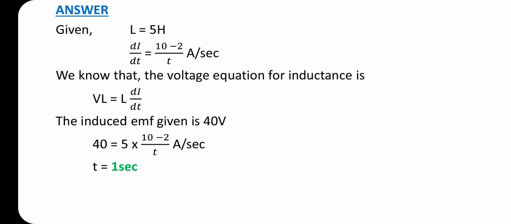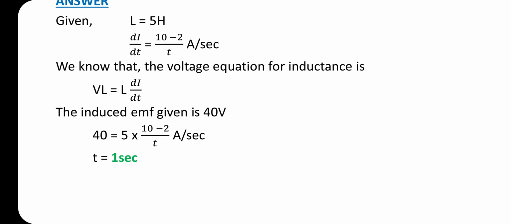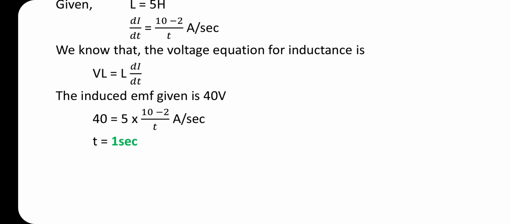Given L equal to 5 Henry, di by dt equal to (10 minus 2) by t ampere per second. We know that voltage equation for inductance is VL equal to L di by dt. The induced EMF given is 40 volt, that is 40 equal to 5 into (10 minus 2) divided by t ampere per second. After rearranging, we get t equal to 1 second.